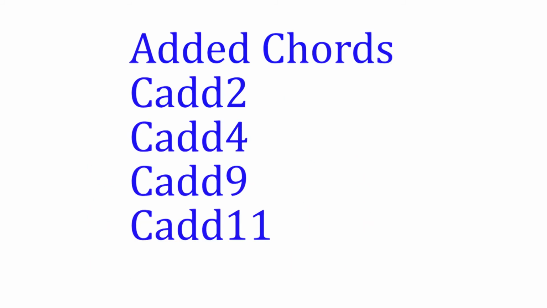Added chords such as C add 2, C add 4, C add 9, C add 11 are 4-note chords, but they are added here because they are simply major triads with the added note. So C add 9 would be the C major triad with the added ninth note.